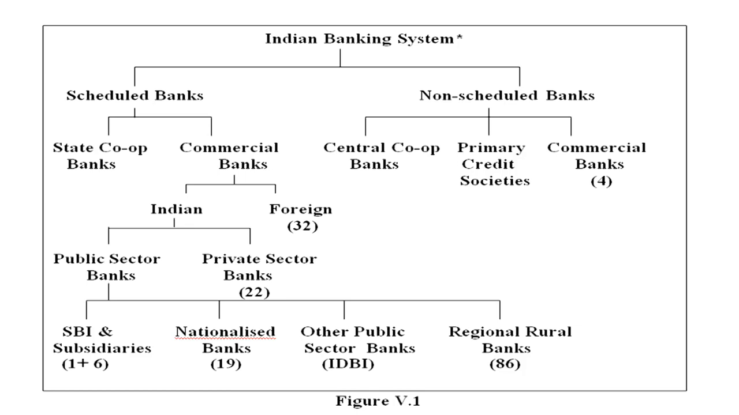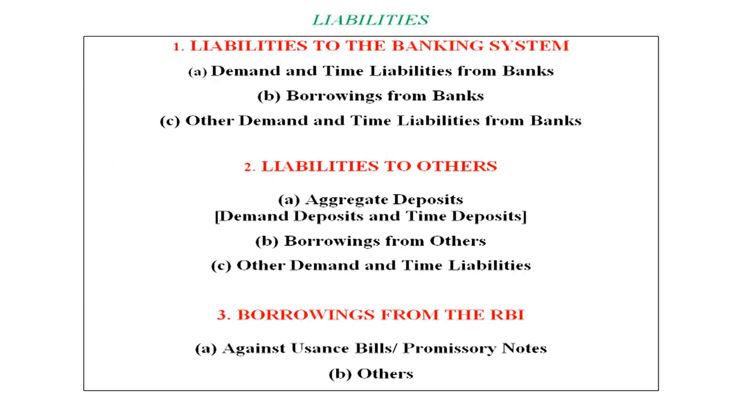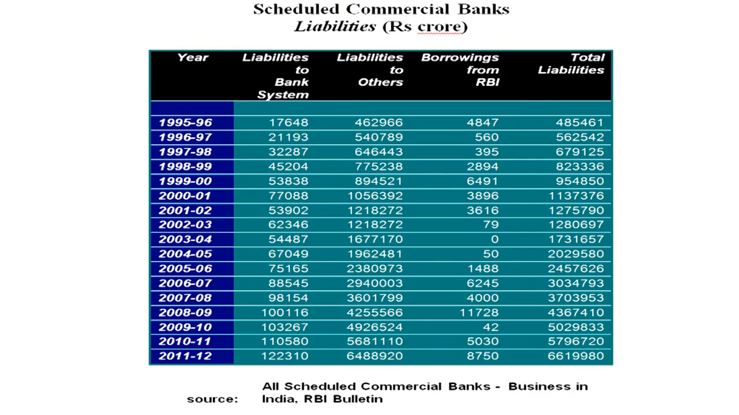This you have seen. Then you have seen the liabilities. If you remember, there are three items in the liabilities. Liabilities to the banking system, so banks borrow from banks. Liabilities to others, banks borrow from us, and borrowings from the RBI. Now, let's look up the liabilities data first. Now, here is a number game. You clearly see that the middle column, liabilities to others, is a large number. And liabilities to the banking system is minuscule, and borrowings from RBI is hardly anything. Sometimes 3-digit, hardly 4-digit, 5-digit once maybe, in 2008-9.